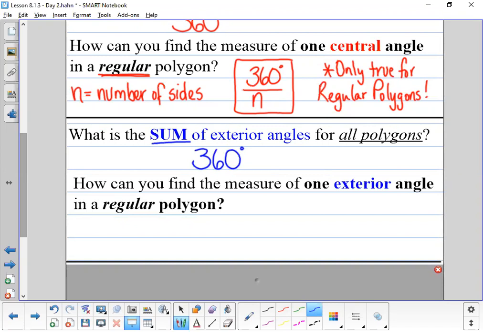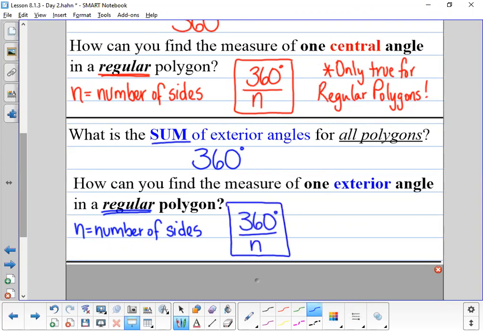How can I find the measure of one exterior angle if it is a regular polygon? Just like we did above, n is going to equal the number of sides in your polygon. Since all of the exterior angles will be congruent in a regular polygon, we are going to do 360 degrees divided by n. And again, just like with the central angles, this is only true for regular polygons.